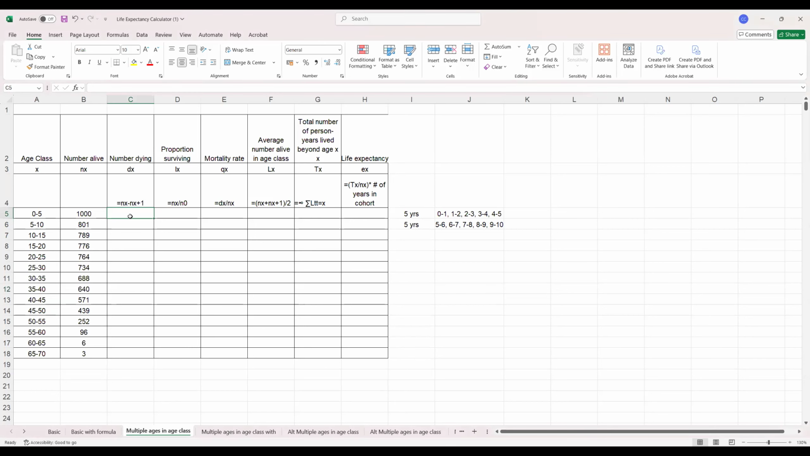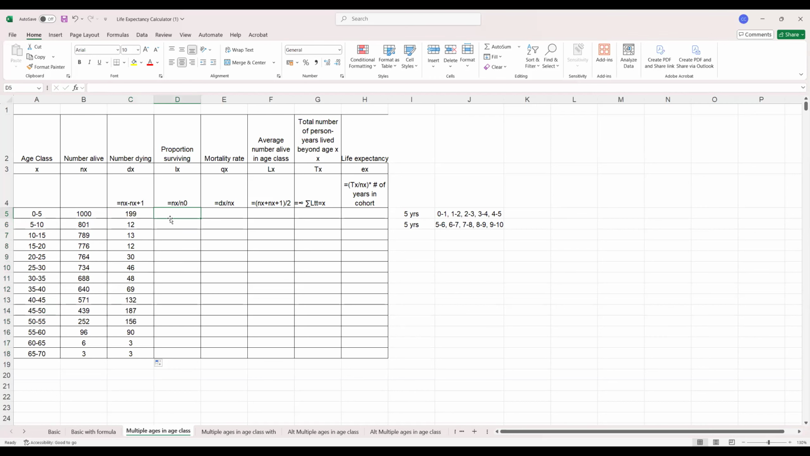Okay, so again, kung given ang n sub x, ko-compute mo na si d sub x. So 1,000 minus 801, 801 minus 789, 789 minus 776, and so on. Pero habang pwede pang gamitin si Excel, pwede tayong mag-copy-paste. Siyempre, pag si cycle, wala nang copy-paste yan.